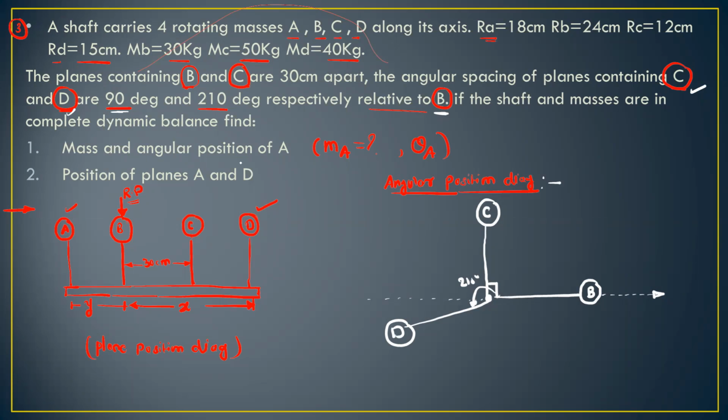So angle of mass A, it is not given. We don't know the exact angle with respect to B for the mass A. That we have to find out by graphical approach. Okay.